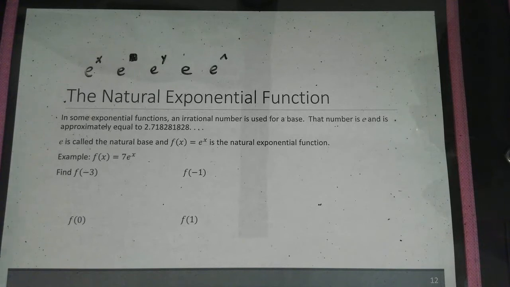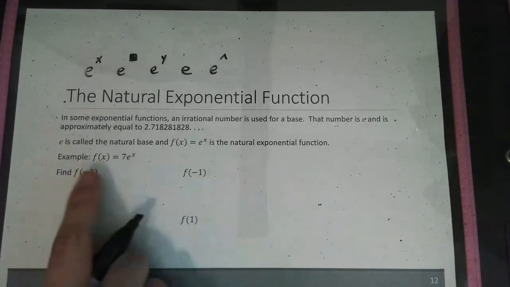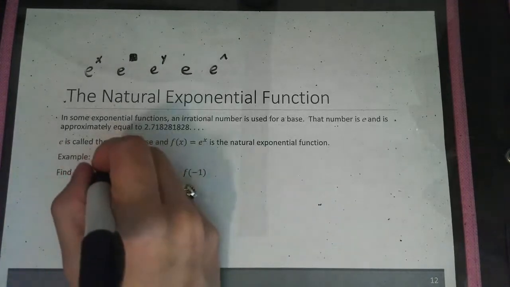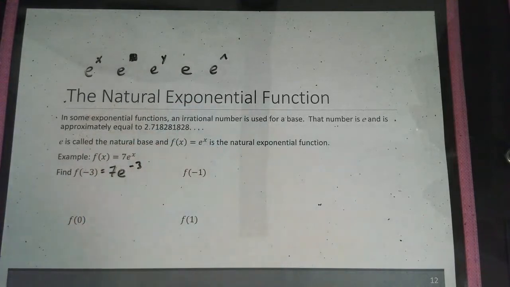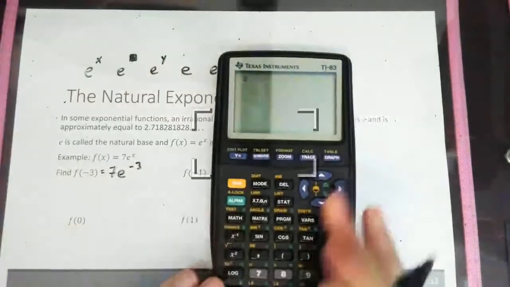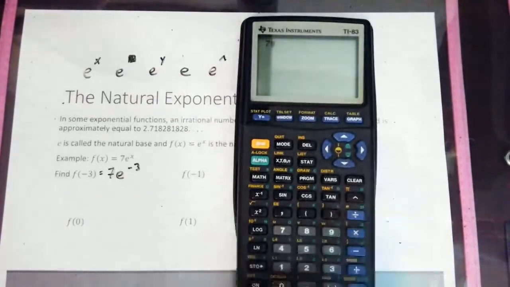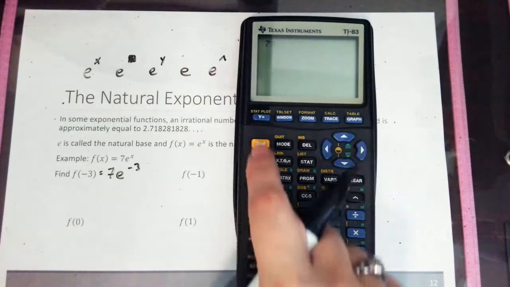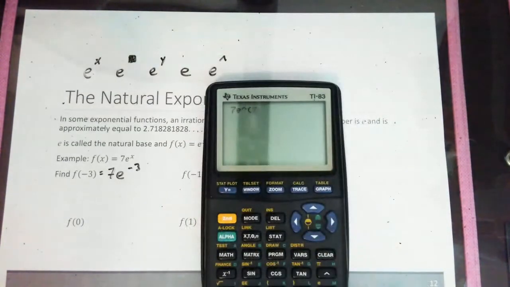So first up, we want to find f of -3 if our function is f of x equals 7e to the x. So just like before, I'm plugging in this number for x. So I'll have 7e to the -3rd power. On my calculator, that will look like 7. My e button is second natural log. And that gives me the e to the caret. And I want to raise this to the -3rd power.